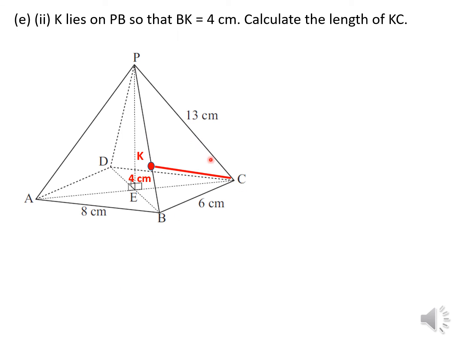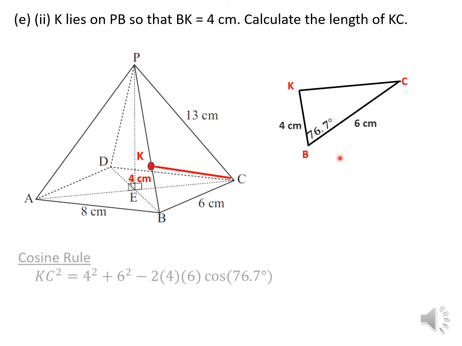So if I take this part and I bring it in a sort of a diagram, I know from my previous work that the angle at B is 76.7. I know it's 4 here and the 6 is here. So what we are supposed to find is the length of KC. All right. So when we find the length, we've got an angle flanked by two sides. We are using the cosine rule once more.